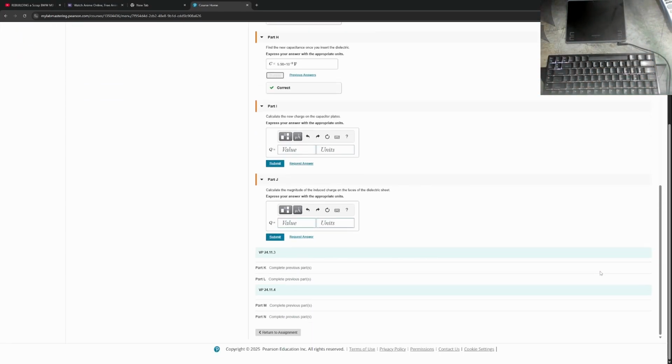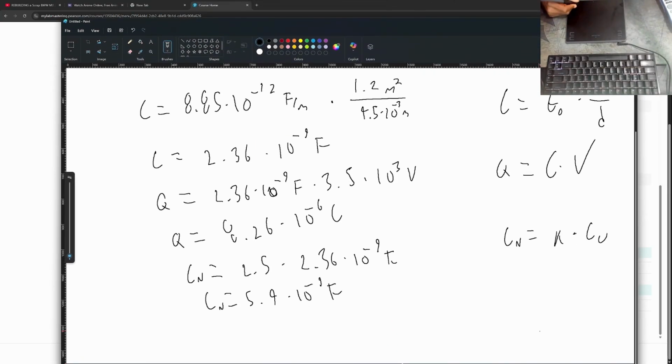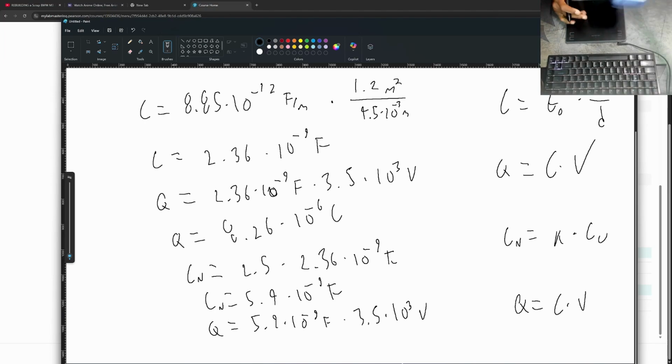And so now it says to calculate the new charge on the capacitor plates. And to do that, you just do the same charge formula as we had, using the 5.9 times the voltage that we have, so 3.5. Charge is going to equal our capacitance times our voltage. So your charge is going to equal 5.9 times 10 to the power of negative 9 farads times 3.5 times 10 to the power of 3 volts.